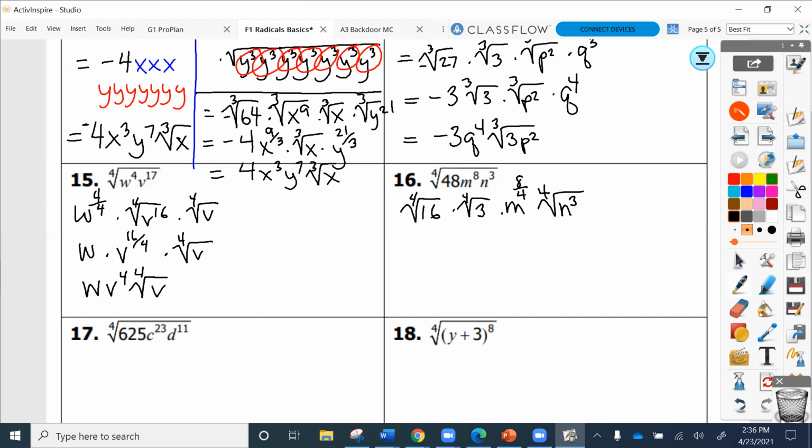So from here, we're just going to simplify. Let's say we have 2 times the 4th root of 3, m squared, and we already said we had to leave this alone. Okay, so anything on the outside stays on the outside, putting it together. So 2 and m both move to the outside. And what's left on the inside is the 3 and the n cubed.